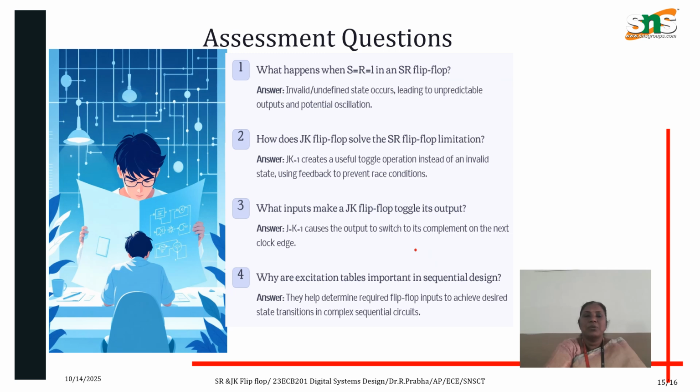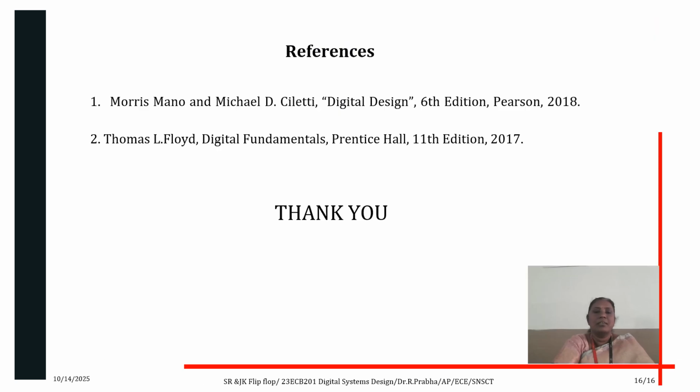So now the assessment questions. What happens when S and R are equal to 1 in SR flip-flop? It goes to an invalid condition. In JK flip-flop, the SR flip-flop limitation is solved by giving J to the Q bar and K to the input to the Q. And what inputs make JK flip-flop toggle its output? J equal to K equal to 1 makes the toggle condition. And excitation tables are very important in sequential logic circuits to obtain the desired state transitions.